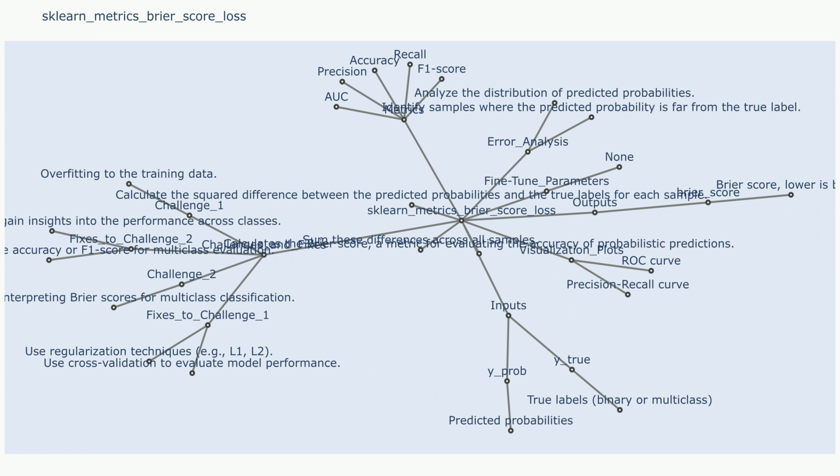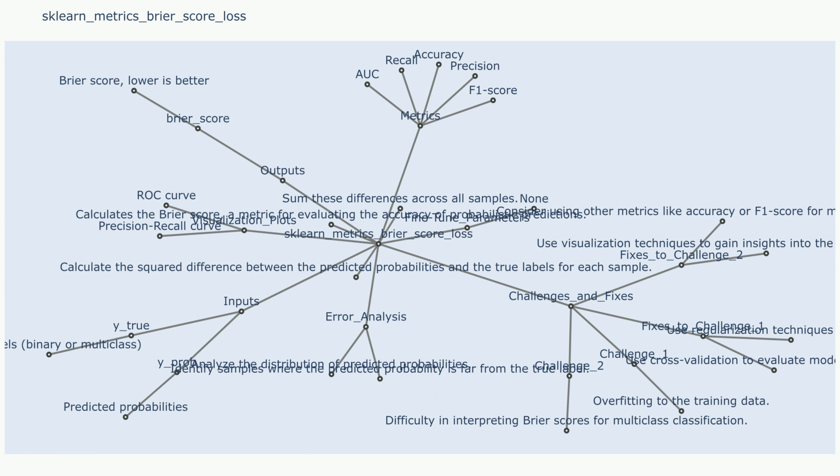Metrics: mean squared error, MSE. The Brier score is essentially a specialized form of MSE, where the predicted values are probabilities and the true values are binary labels.